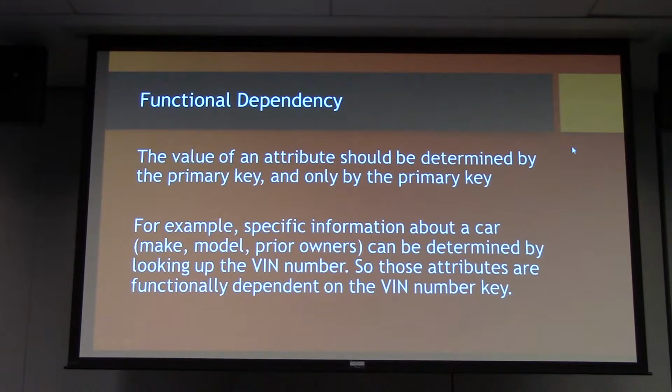Now the second and third normal forms are about functional dependency. The definition for that is that the value of all of your attributes, that's everything listed under the primary key, should be determined by the primary key and only by the primary key. If I have the VIN number for a vehicle, the VIN number is unique. Only one car is going to have that VIN number. I can then determine all of the other attributes about the car, the make, the model, the prior owners. So all of those fields are functionally dependent on the VIN number. The second and third normal forms are about making sure that your attributes are functionally dependent on your primary key.